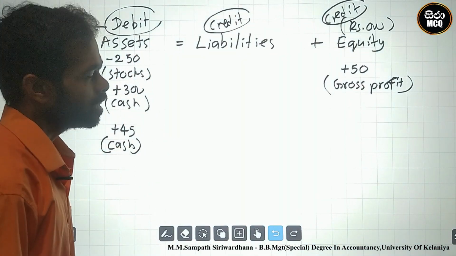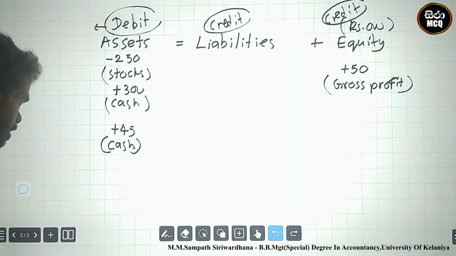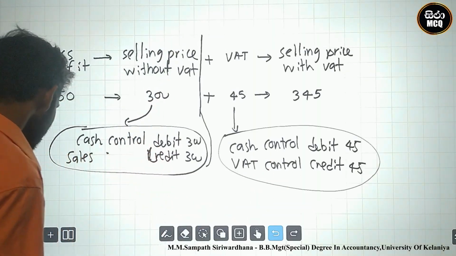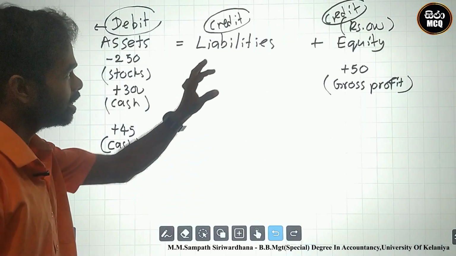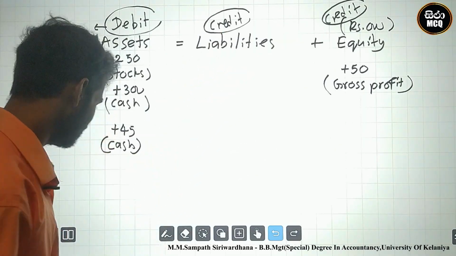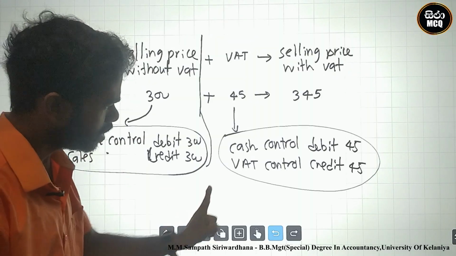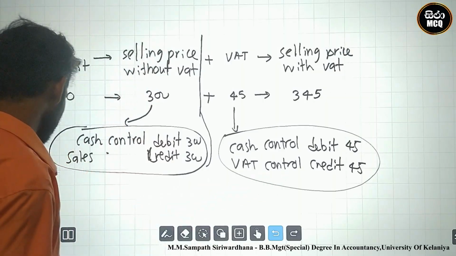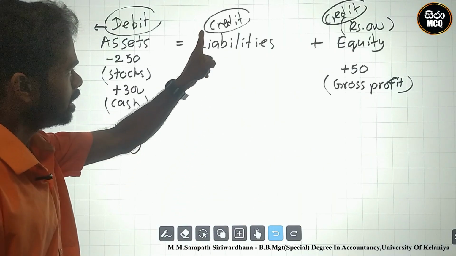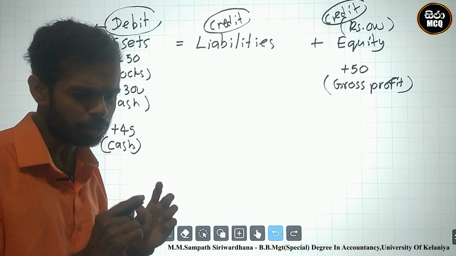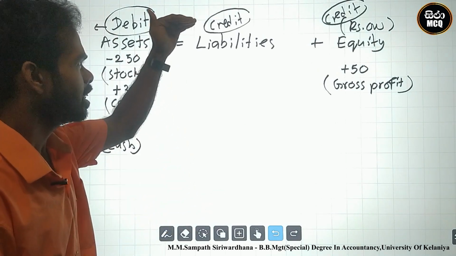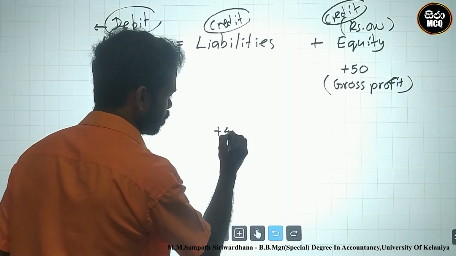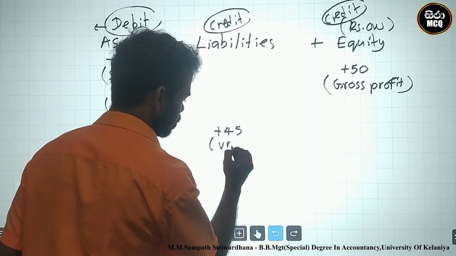Okay. Next one. The next shot is the VAT shot. VAT control credit. VAT is a liability. Liabilities are normally credit dials. Look here, this shot is VAT control credit. Credit 45. VAT is a credit dial. The new shot is a credit shot. Therefore, credit to credit. They are happy. Therefore, I add this 45 to VAT control.